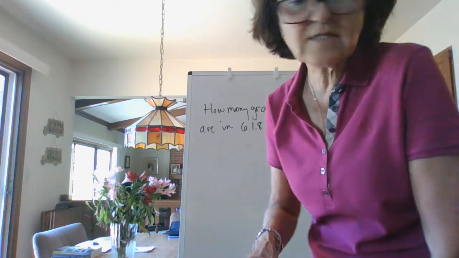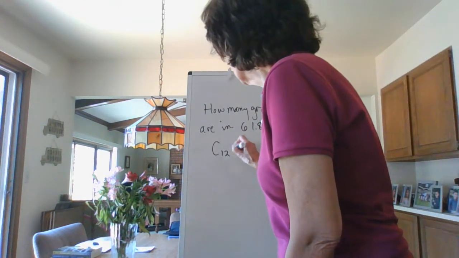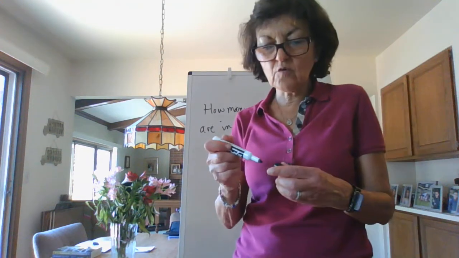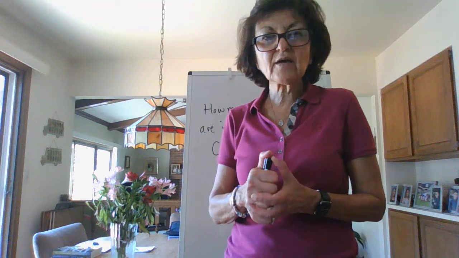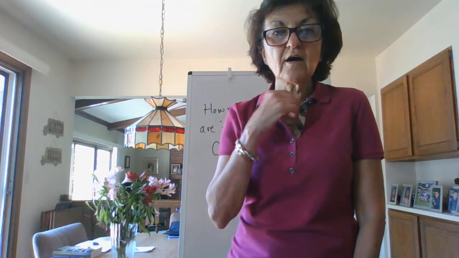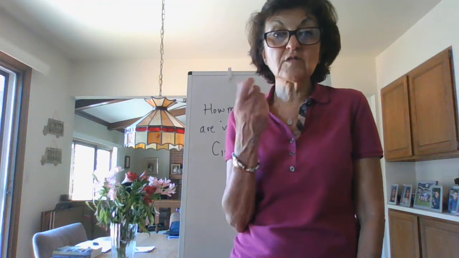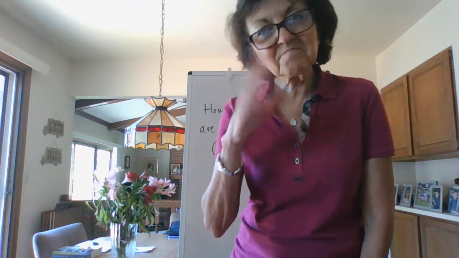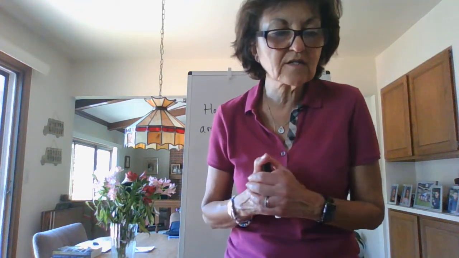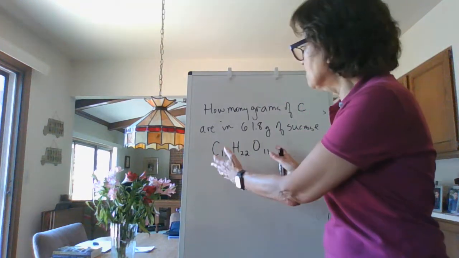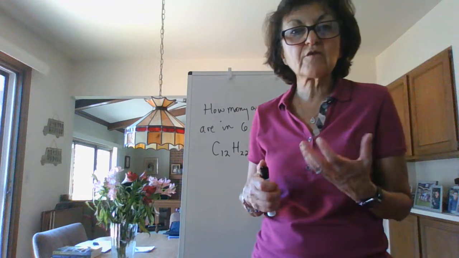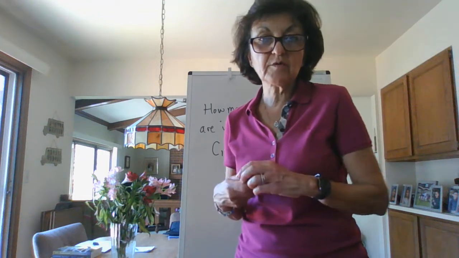Sucrose's formula is C12H22O11. For those of you who are moving on into a biochem class, sucrose is just a combination of glucose and fructose. And the fructose in sucrose is what makes it so sweet. We learn the structures of these things in a biochem class, but not in this class. All you need to know is that this is the formula.